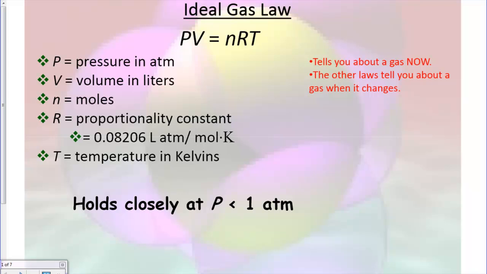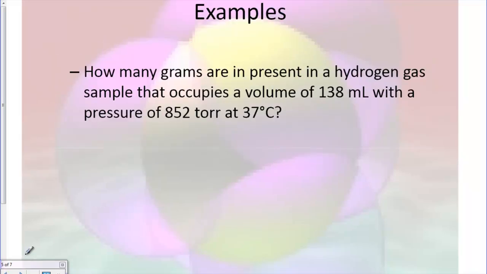Now, this particular law, the ideal gas law, tells us about the gas right now. The other laws we've been dealing with give us two different variables, like pressure 1 and pressure 2, volume 1, volume 2. We're talking about changes in gas laws when we're talking about that. But with this particular law, we're talking about the gas exactly right now.